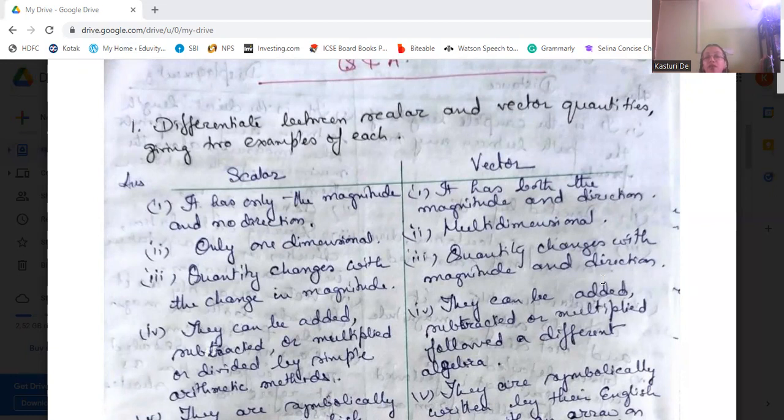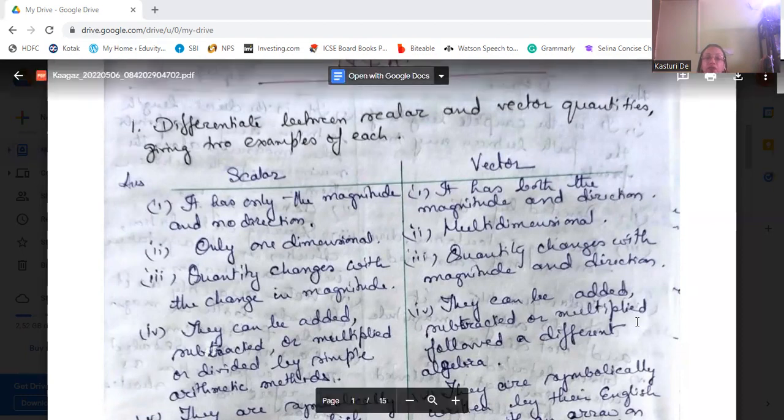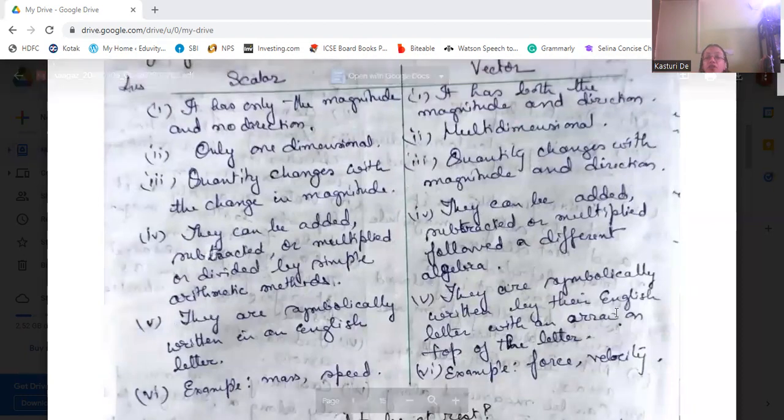A scalar quantity can be added, subtracted, multiplied or divided by simple arithmetic methods. But vectors can be added, subtracted or multiplied following a different algebra. Next, scalar quantities are symbolically written as an English letter, whereas a vector is written as an English letter with an arrow on top of the letter. Examples of scalar quantities are mass and speed; vector examples are force and velocity.